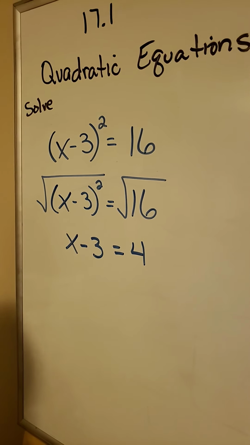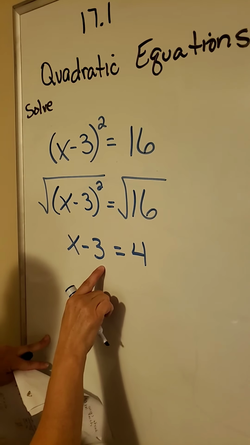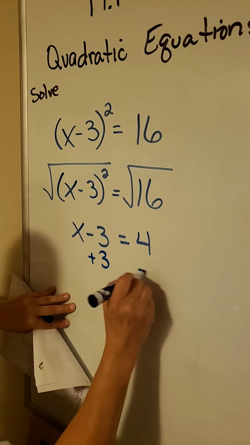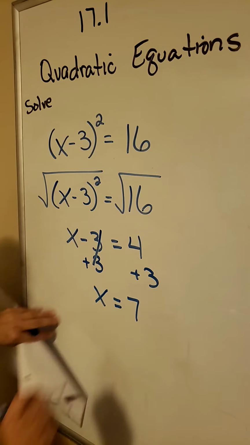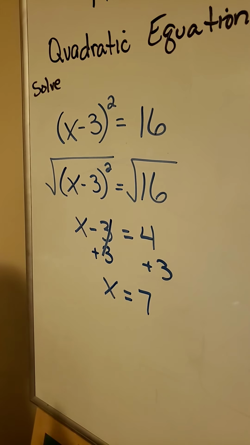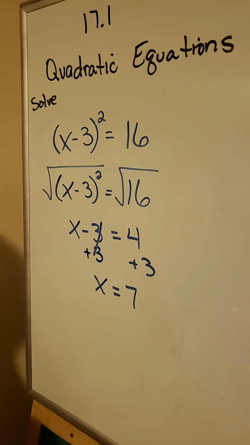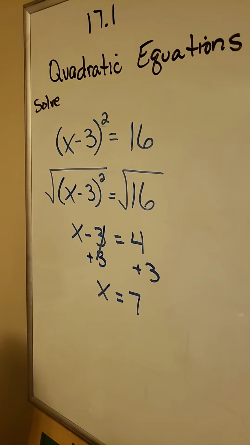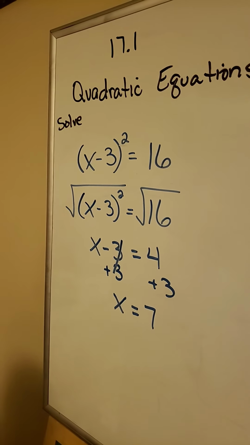So now what are we going to do? Well, we're solving for x, so we're going to move the 3. How do we do that? We do it by adding 3 to both sides. That goes away. x equals 7. Now, remember I told you that when you have an exponent of 2, that means you're going to have 2 solutions, correct? Yes, correct. So now you have to go back and figure out what your 2 solutions are going to be. So how do you do that?